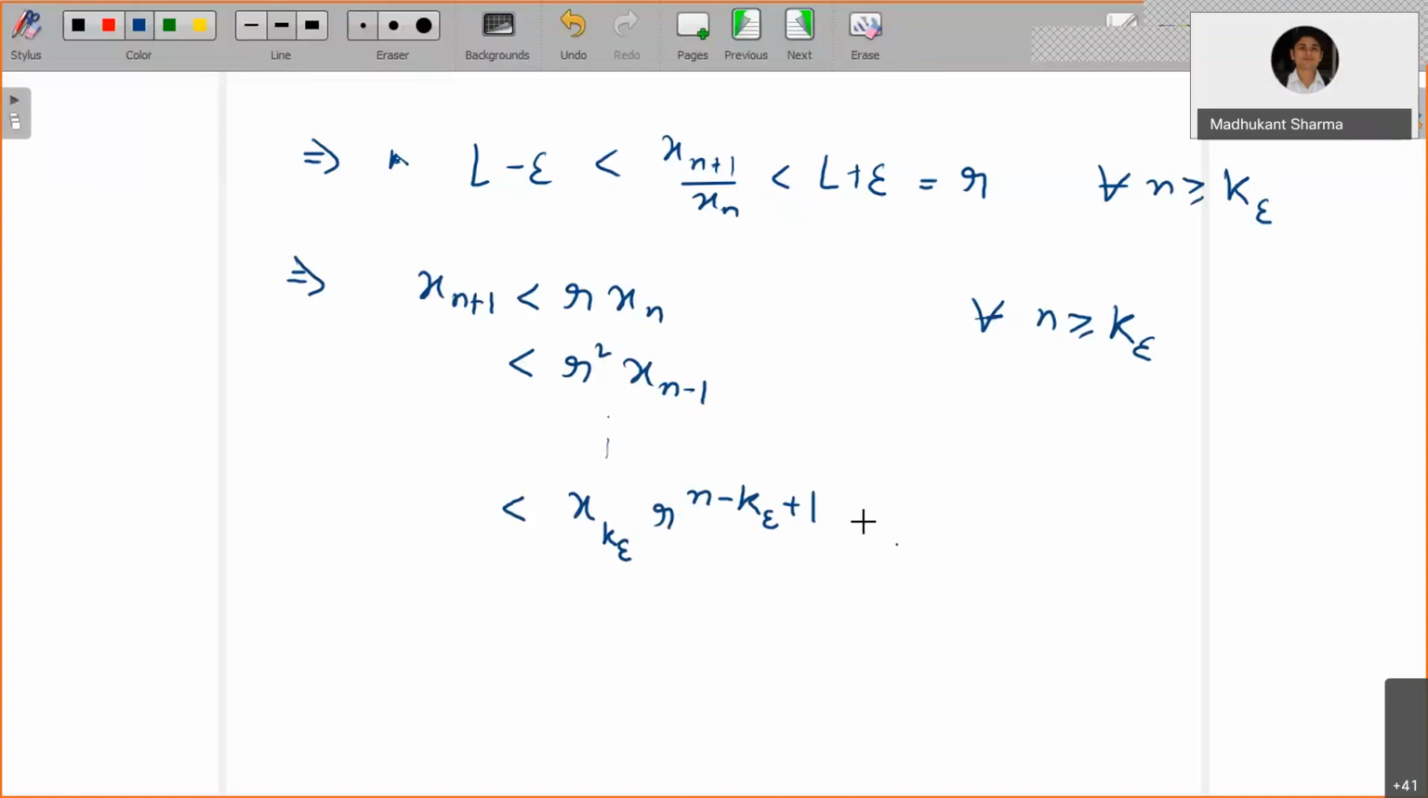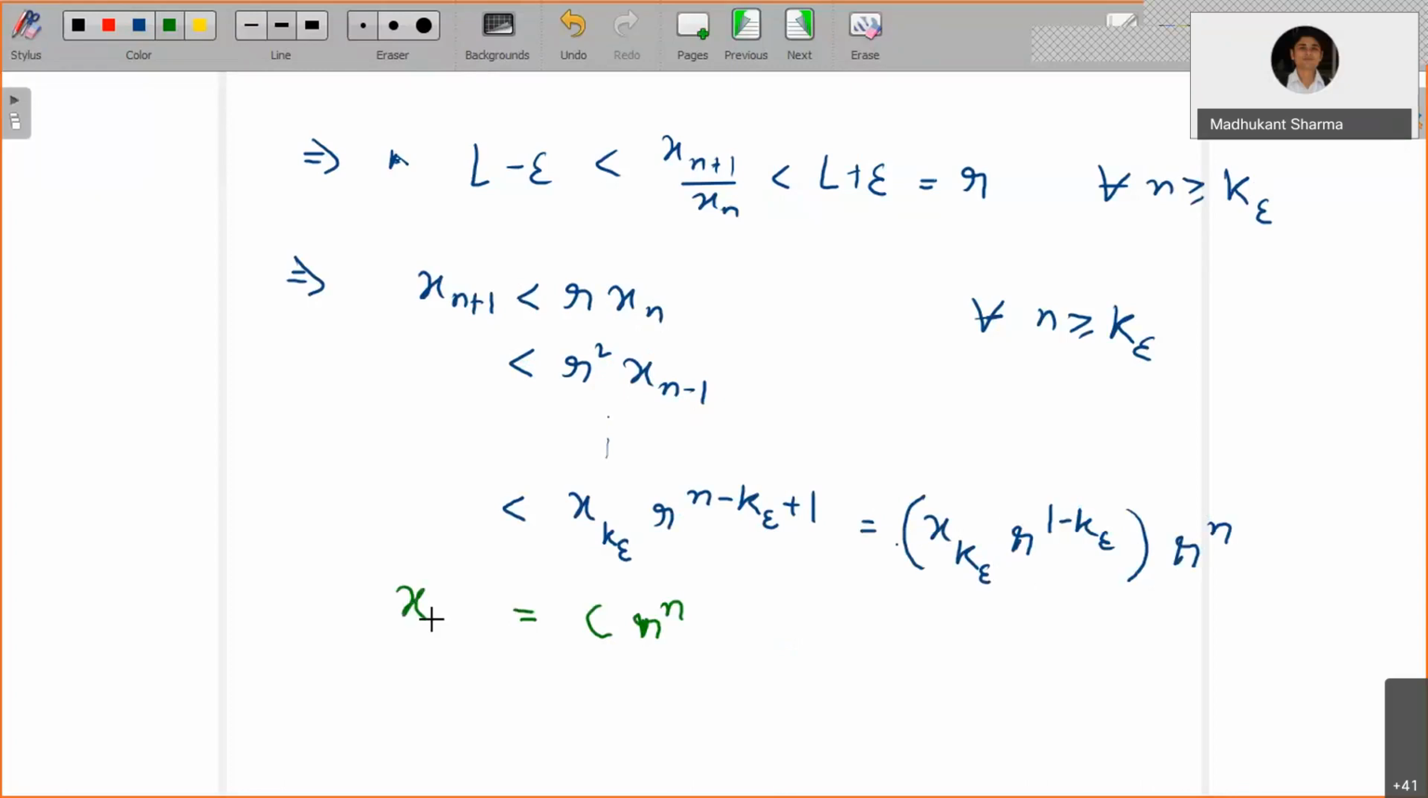So this is nothing but x k epsilon times R to the power 1 minus k epsilon times R to the power n. Right. So this is some constant which you can denote by something. This is equal to some c times R^n. Now since R is positive and x k epsilon is positive, this always remains a positive constant.